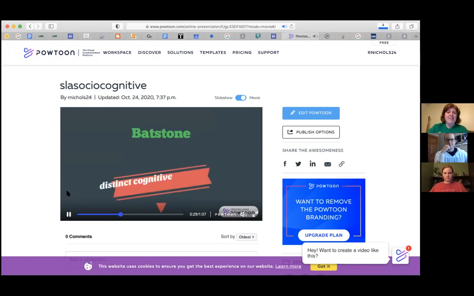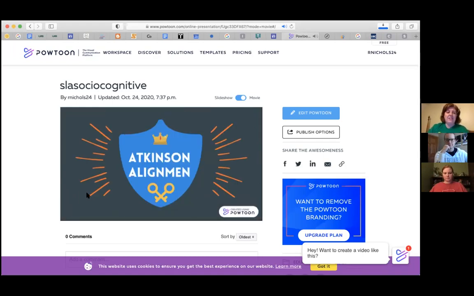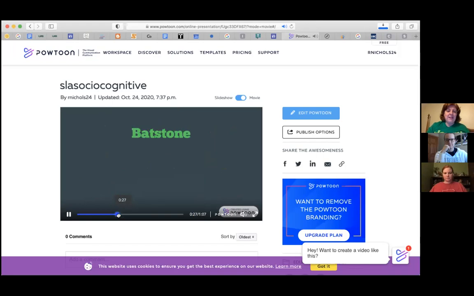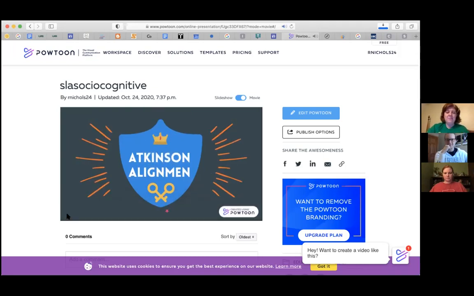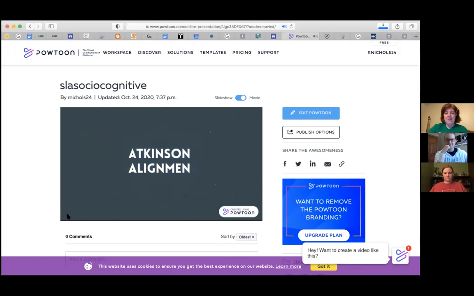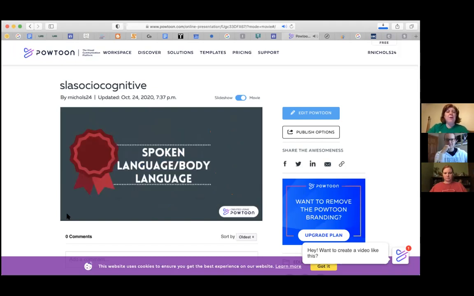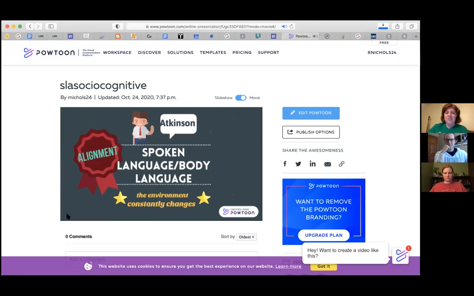We've already talked about this. There are distinct cognitive and social dimensions that intersect, and this is Atkinson's alignment. There's the spoken language and the body language out here. The environment constantly changes.